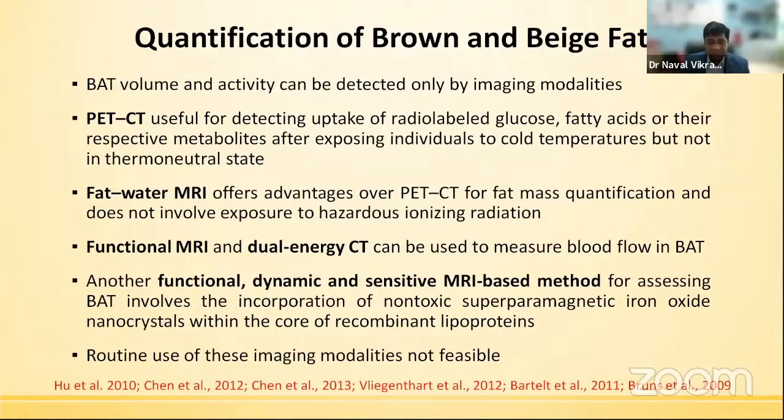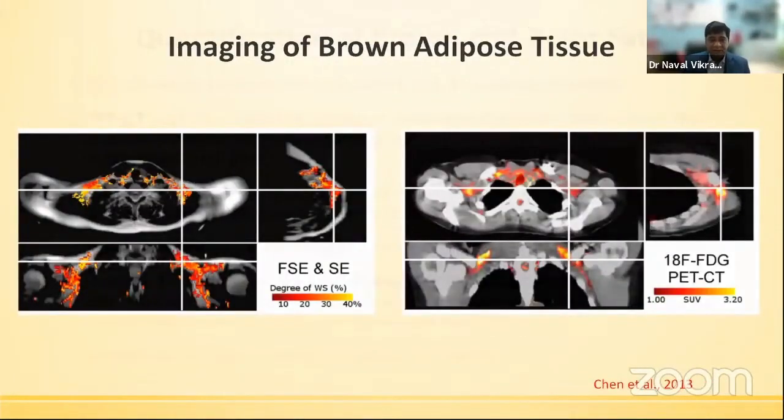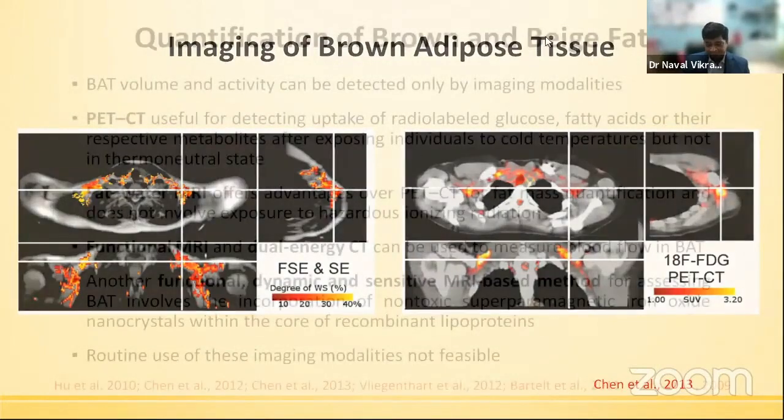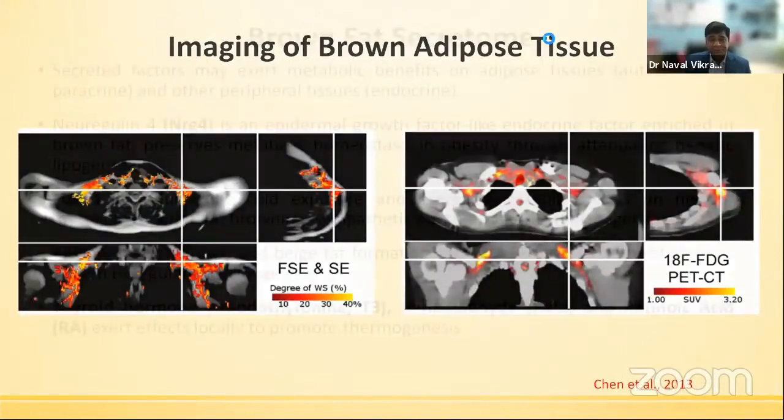Now, these MRI or PET modalities can only be used in research settings, but may not be available in the routine clinical setting. So this shows, on the left side, the MRI, and on the right side, the PET scan showing the presence of brown adipose tissue.